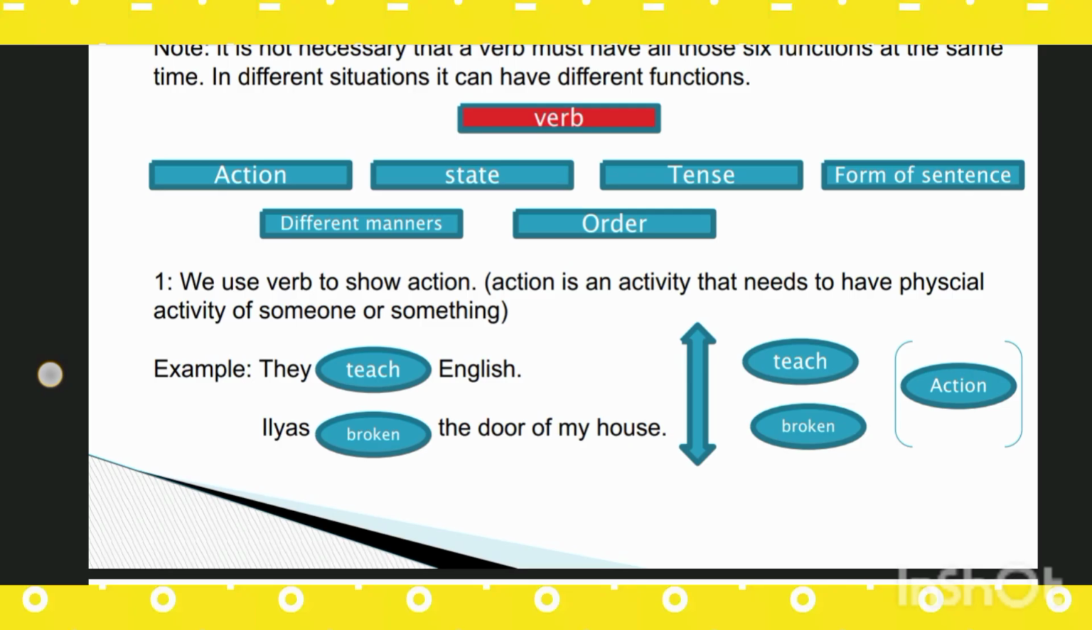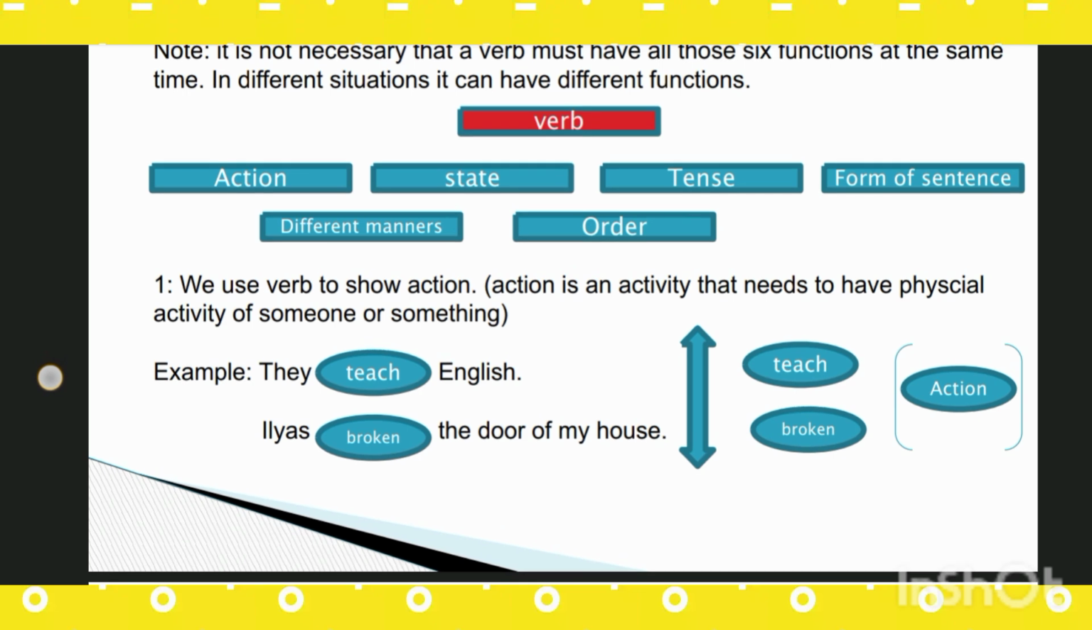Another example: Elias broke the door of my house. Look, it is also an action because he knocked the door, but broke the door. Teach and broke, it is an action like that.